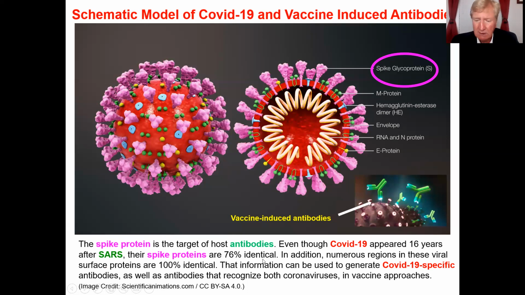Now, that information can be used to generate COVID-19 specific antibodies, as well as antibodies that recognize both coronaviruses and probably new strains of COVID-19.